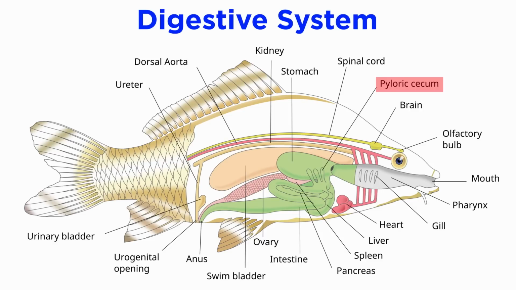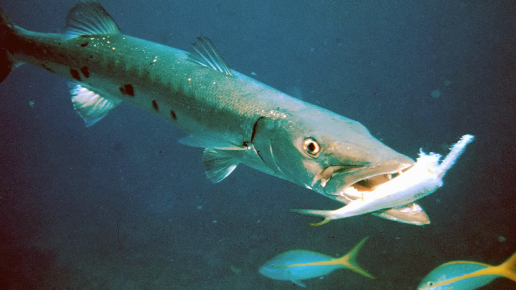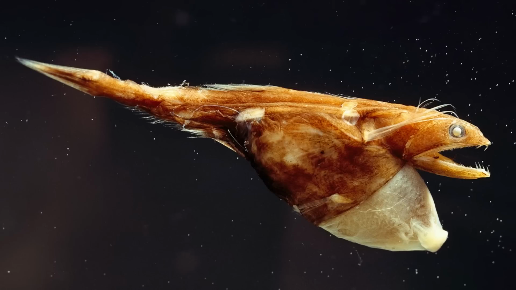From there, food enters the pyloric cecum, where additional enzymes are secreted for further digestion and nutrient absorption, and then passes into the intestine, which is often quite long in herbivorous species and short in carnivorous species, before passing out the anus. In terms of feeding, most ray-finned fish are carnivores that prey on a wide range of organisms, from microscopic crustaceans and insect larvae to large vertebrates. In fact, some deep-sea species are famous for being able to eat vertebrates nearly twice their size.